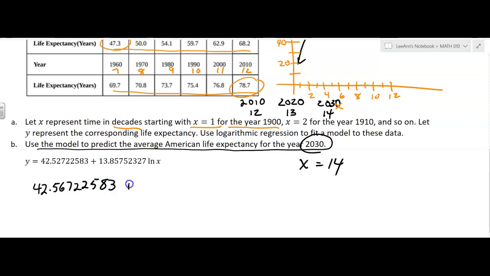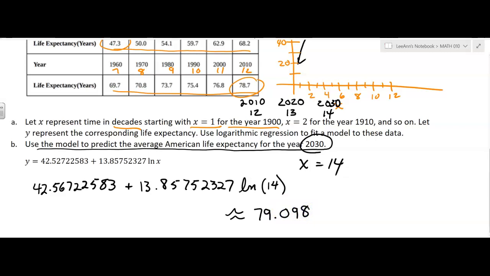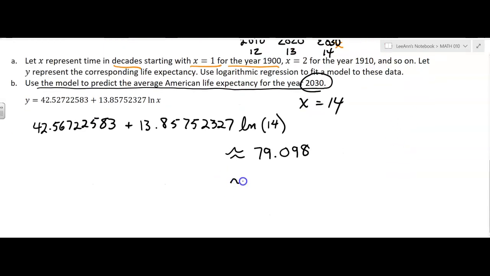42.527222583. You have to type it all in your calculator, plus 13.85752327, and then a natural log of 14. And you put that all in, stop the video and you put that all in. My calculator gave me about 79.098. I'm going to round that off to the nearest tenth and have 79.1. Okay.